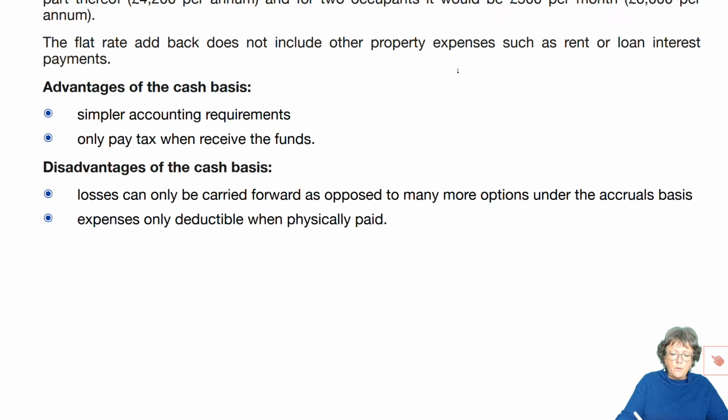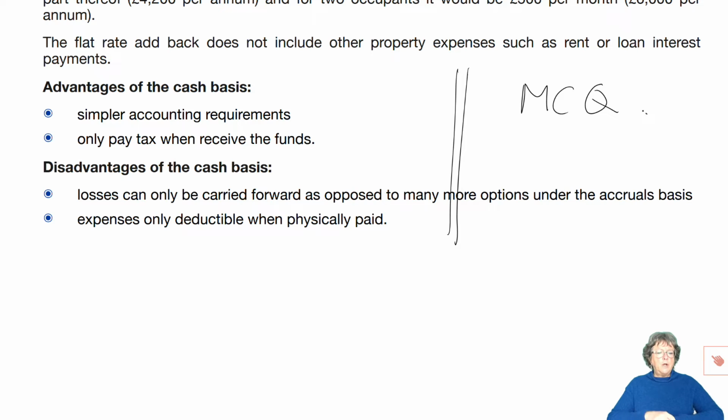Before we go into it, a multiple choice question. That would be simple. What are the advantages of a cash basis? What are the disadvantages? Advantages: it's simpler because when the money comes in or goes out, you only pay tax when you've got the funds. So you've actually received the money before you pay the tax, whereas on a normal accruals basis, you may not have. Disadvantages: the main one is the losses. You can only carry them forward, and the expenses are only deductible when paid. So you can see that as a multiple choice question exactly.